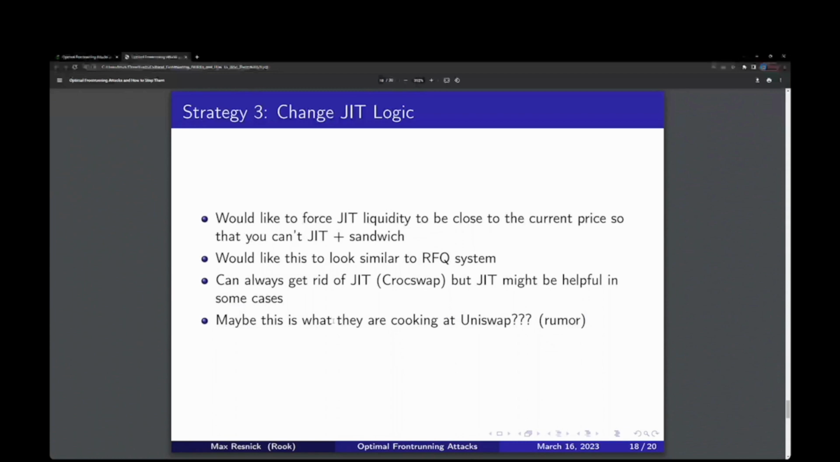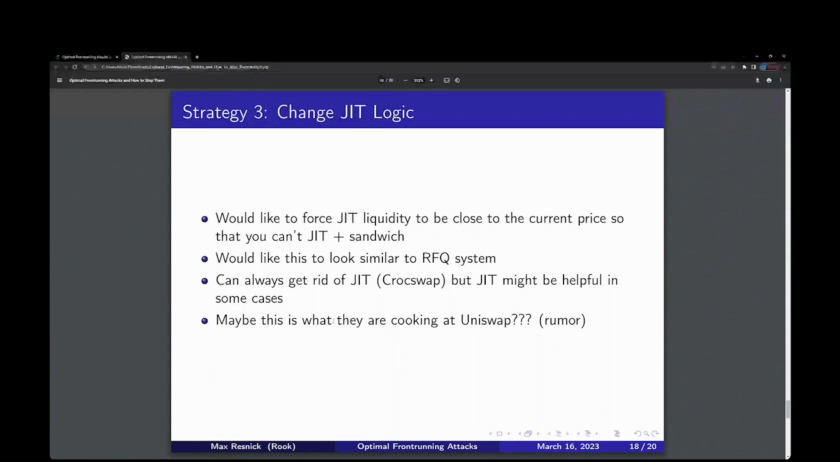And then I think the nuclear option is just get rid of it altogether. Just say if you put liquidity in, you have to leave it there for 5 blocks or something. That's the CrocSwap mechanism. You can do something similar: the faster you withdraw the liquidity, the more penalty you have to pay, right? And that kind of compensates the liquidity providers. But I think this is maybe too zealous against just-in-time liquidity.